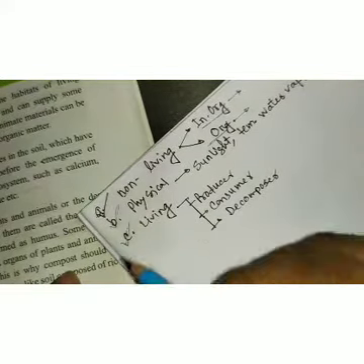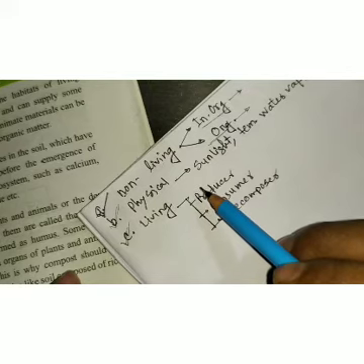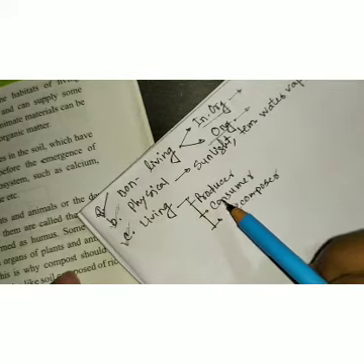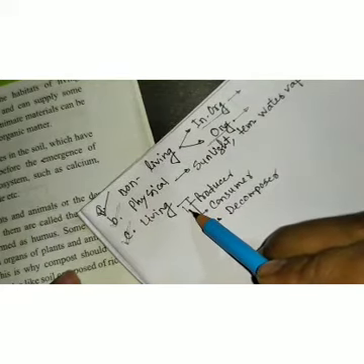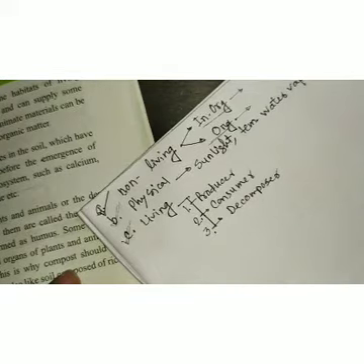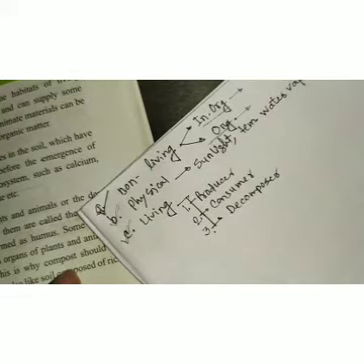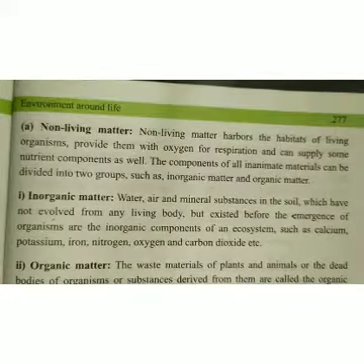Then living organisms, they contain or carry lives. They are divided into three types: number 1 producer, number 2 consumer, and number 3 decomposer. I will say details. At first, non-living matter.